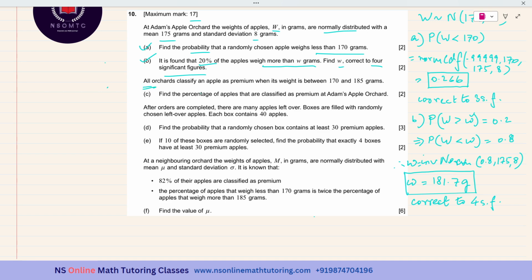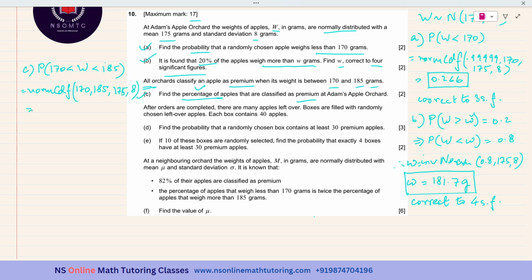Adam's orchard classifies an apple as premium when its weight is between 170 and 185 grams. So part C's question is: find the percentage of apples that are classified as premium at Adam's Apple Orchard. Let me answer this part C over here. We have to give the answer in percentage, but first let us find the probability. W will be between 170 and 185, so 170 is less than W is less than 185. This is equal to, again, norm CDF, with lower bound 170, upper bound 185, mean 175 and standard deviation 8.